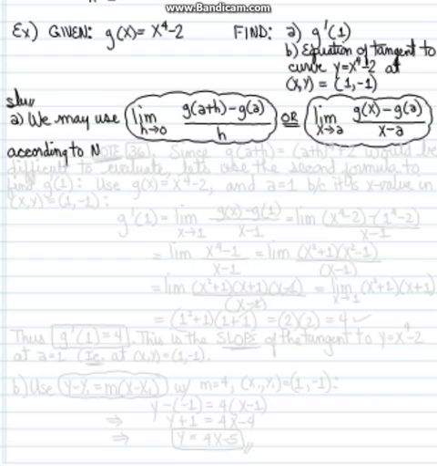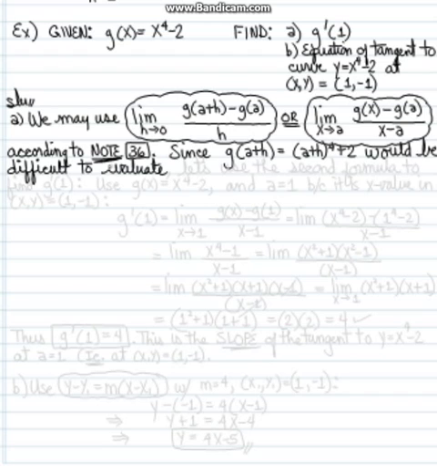Well, since we notice here that g of a plus h in the first definition would be equal to (a plus h) to the fourth power minus 2, that would be really tough, difficult to evaluate. So let's use the second formula instead to find part A of this problem. We'll use the second formula to find g prime of a, in other words, the derivative of g at x equals a.